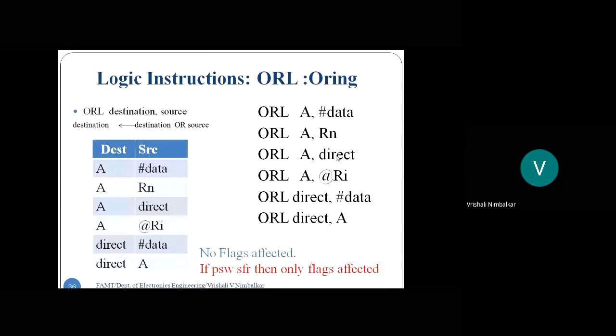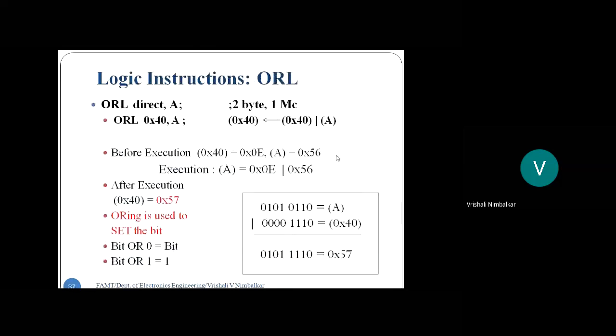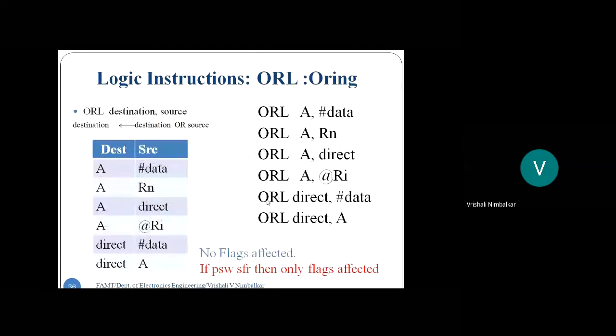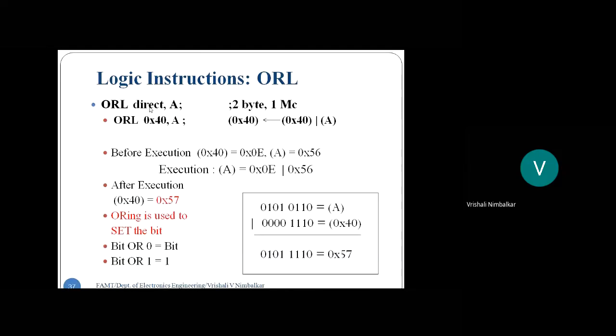Okay, let us see one or two examples. One example. The example taken is, see the last one, right? ORL direct comma A. That is written ORL 40 hex comma A, 2 bytes, 1 machine cycle. 40 is the internal RAM address. So ORing, see the straight line, that's the symbol for ORing. Data from accumulator is ORed with the data from the 40 hex memory location, and the result is stored back in the 40 hex memory location.